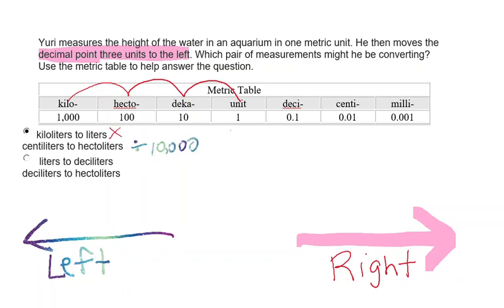So that would be multiplying by 1,000 because we moved 3 places, so 3 zeros. All right, let's look at the next option.